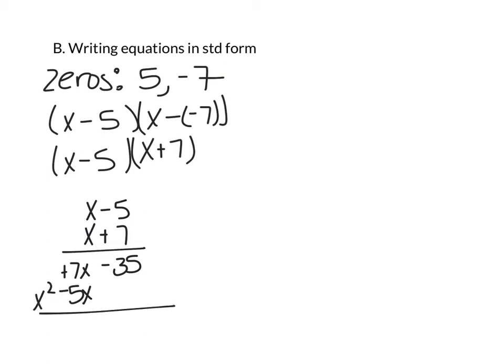Where like terms are lined up nicely, this becomes really handy when we're doing polynomials with lots of terms. So we have x squared, 7x minus 5x is positive 2x, minus 35, and that's our final answer.